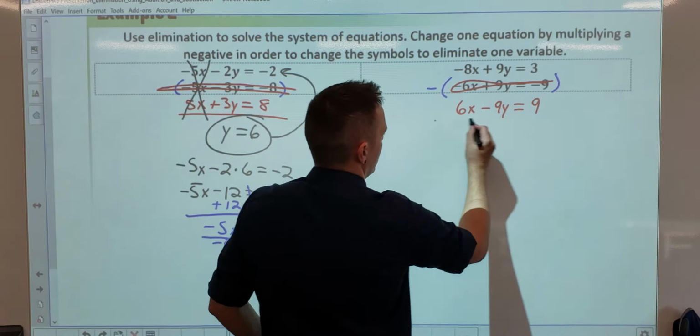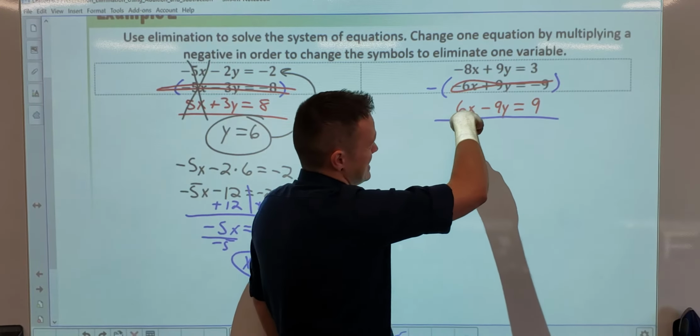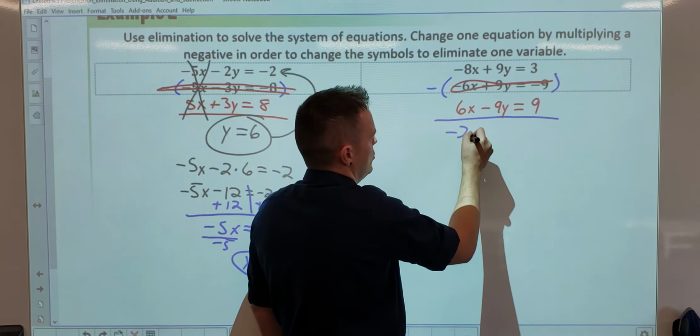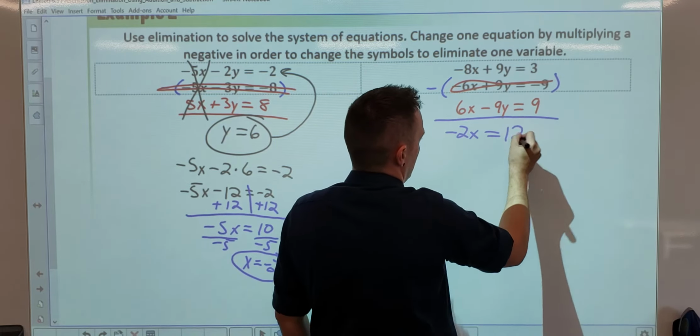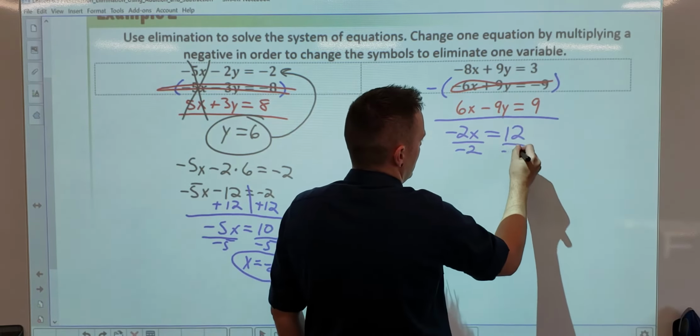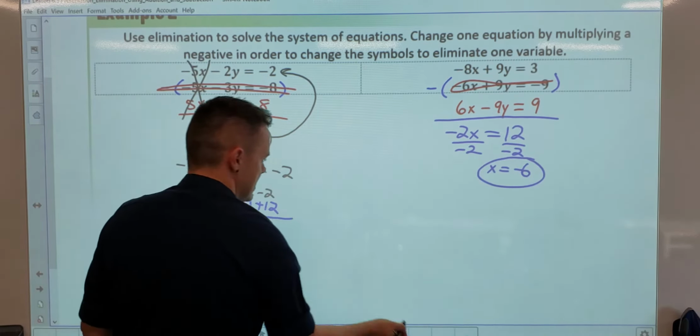Same over here. Okay, I won't cross it off this time. Negative 8 plus 6, so that would be negative 2x equals, those cancel out, 9 and that would be 12. Divide by negative 2, you'd end up with x equals negative 6. Hopefully you guys can see that simple setup.